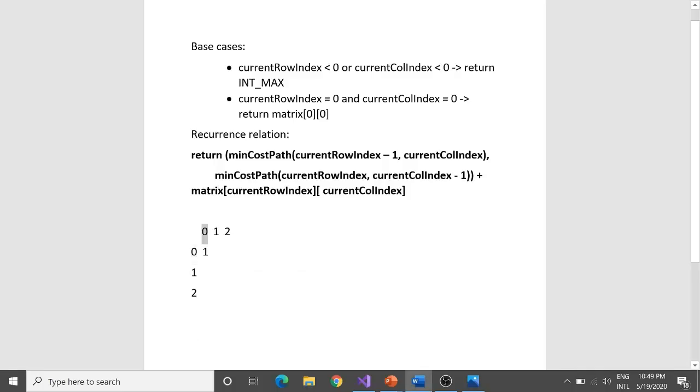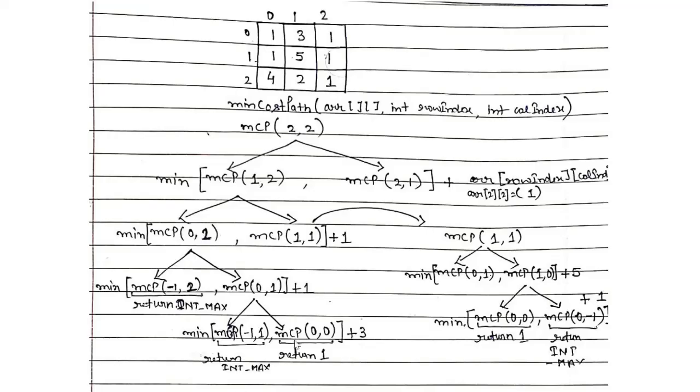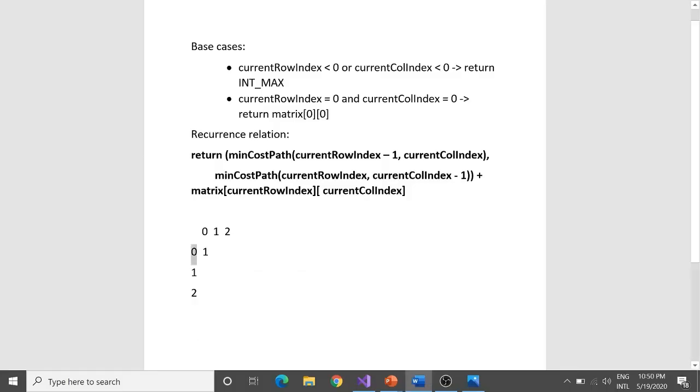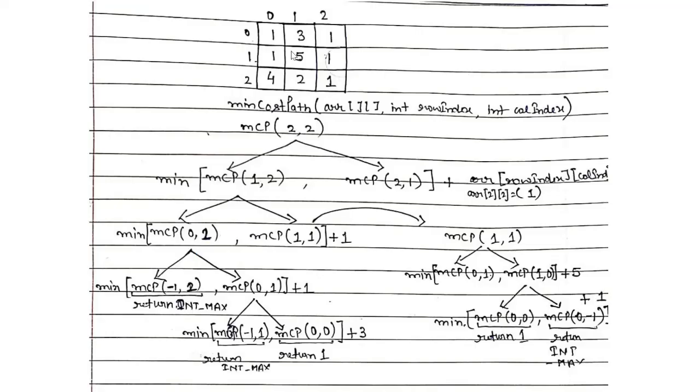So what is this subproblem? This intersection of this 0 and this 0 is actually this subproblem: min cost path to reach 0 0 from 0 0. So what would it be? It would be again the value present in matrix 0 0, because what was the min cost path to reach 0 0 from 0 0? It would be the cost which is already present in the matrix, because we do not have to go anywhere else. So there is nothing to add to it. The answer to that would be matrix 0 0, and hence this is our one base case as well. So the answer is 1 over here, due to this matrix cell.